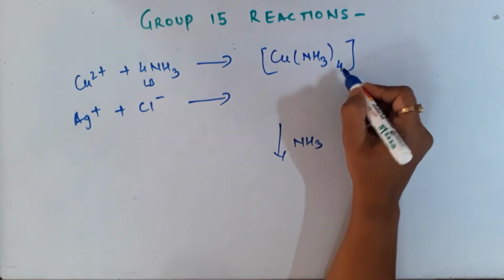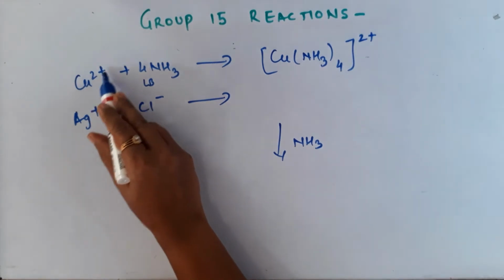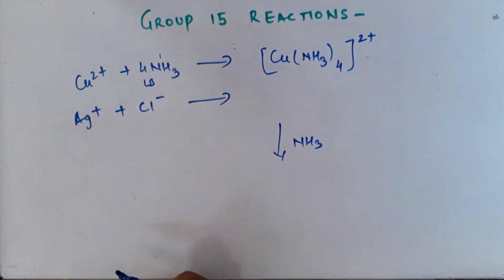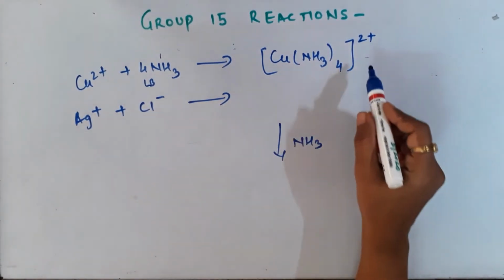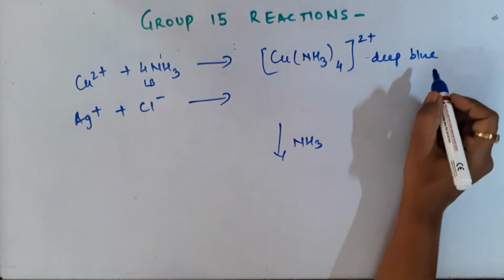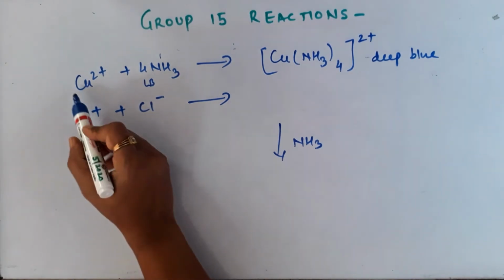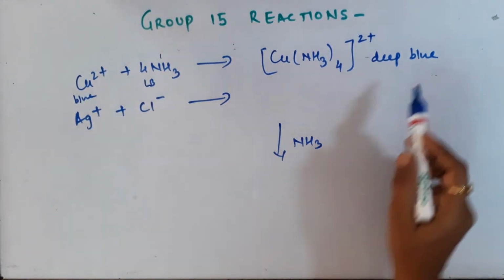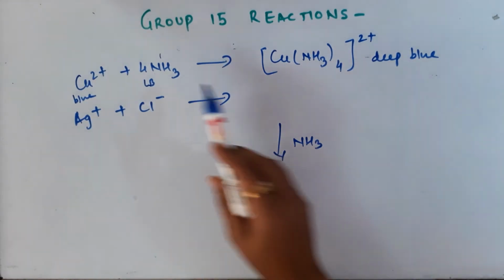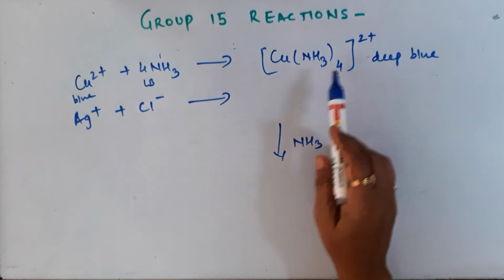Copper will be surrounded by ammonia 4 times. 4 is the coordination number of copper, and the overall charge will be 2 plus because ammonia has a 0 charge. The color is changing to deep blue. These are the questions for your practical viva also and for your theory. So why does copper, which is blue, become deep blue when you add ammonia? Because it forms a complex.